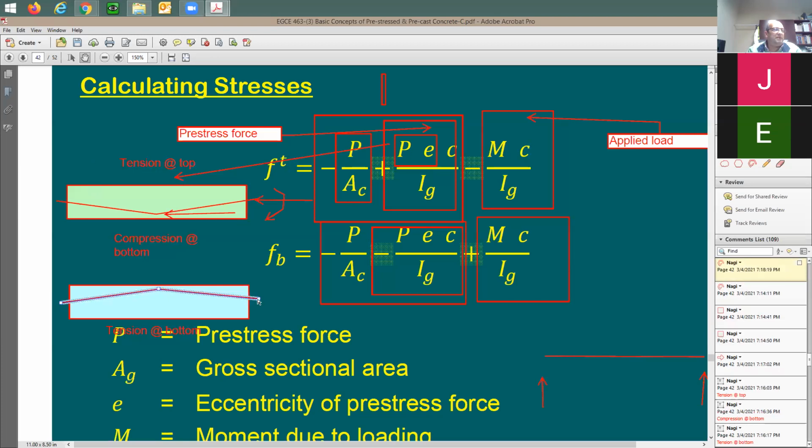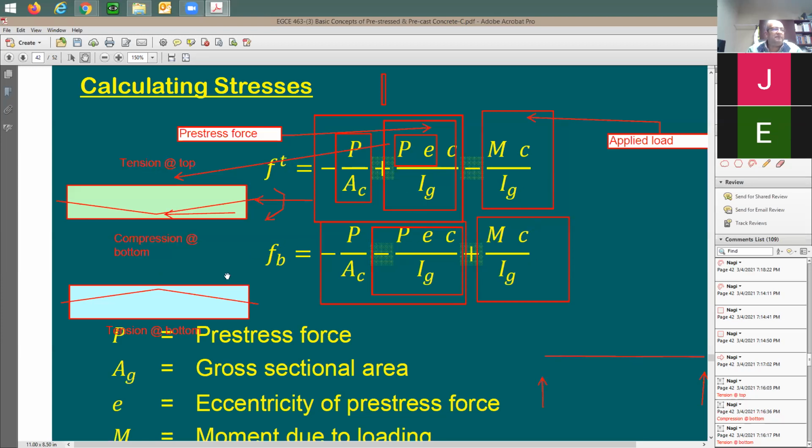Once you put the beam upside down, this axial load effect is going to stay the same. This moment effect is going to stay the same. It's going to be compression on the top from the applied moment and tension on the bottom from the applied moment. What's going to change is going to be only these two terms.